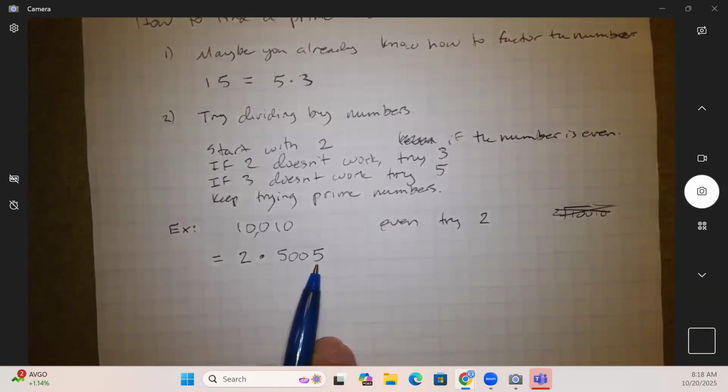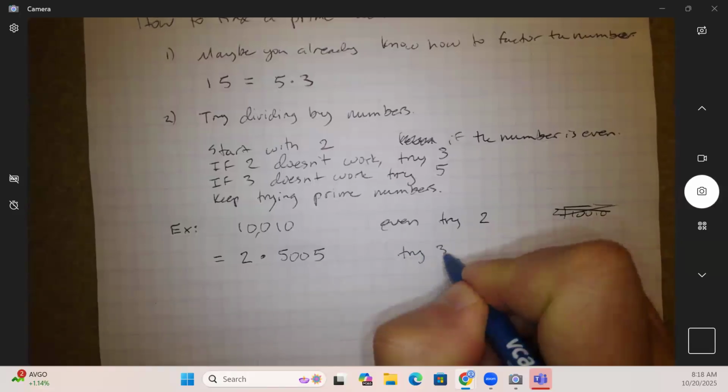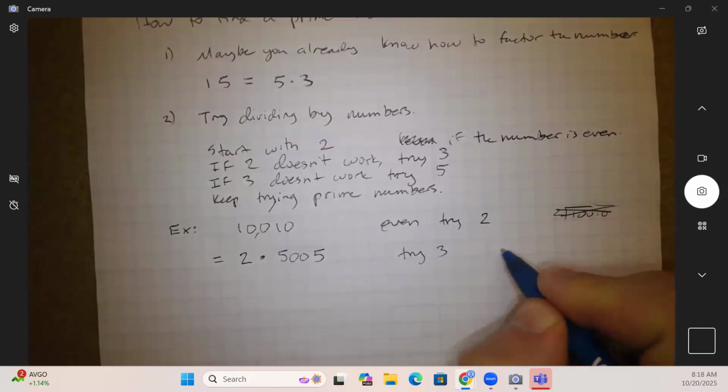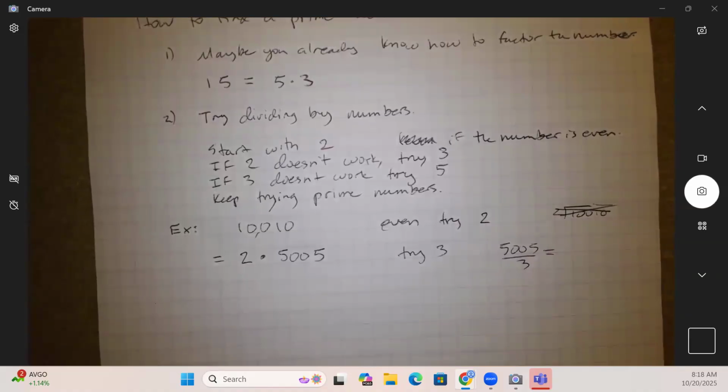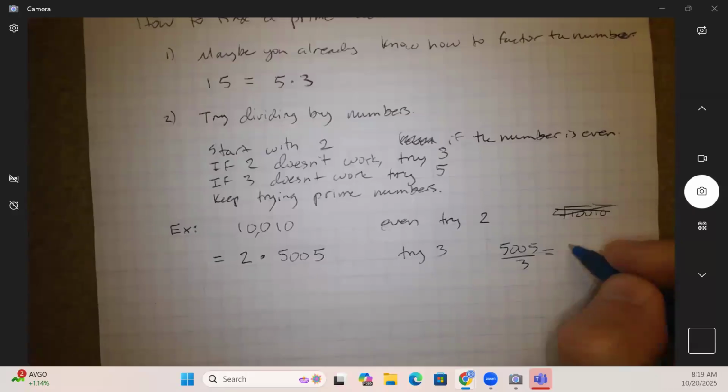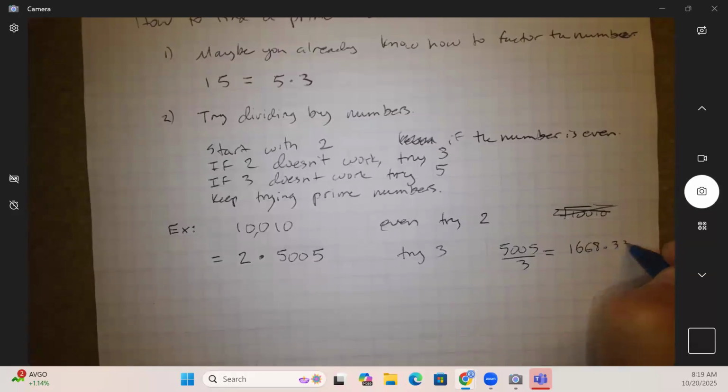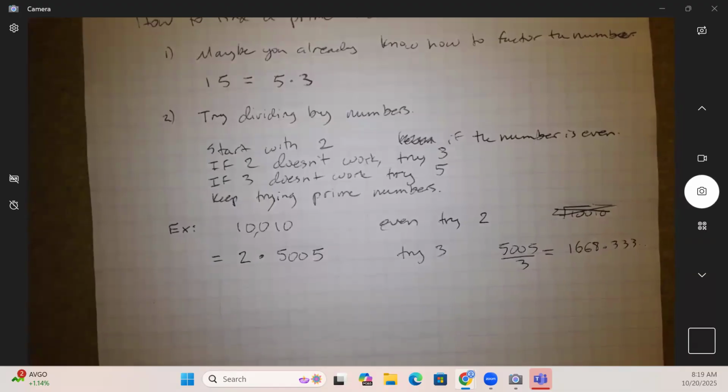So what's a number we could try after 2? We could try 2 again. Would 2 again make sense? No, because this part's not even anymore. So let's try 3, just in case. So we're gonna do 5,005 divided by 3. And that's 1668.333. So it doesn't divide by 3.